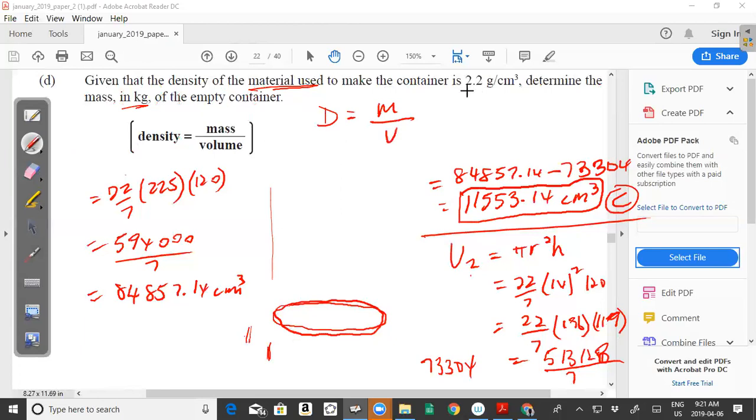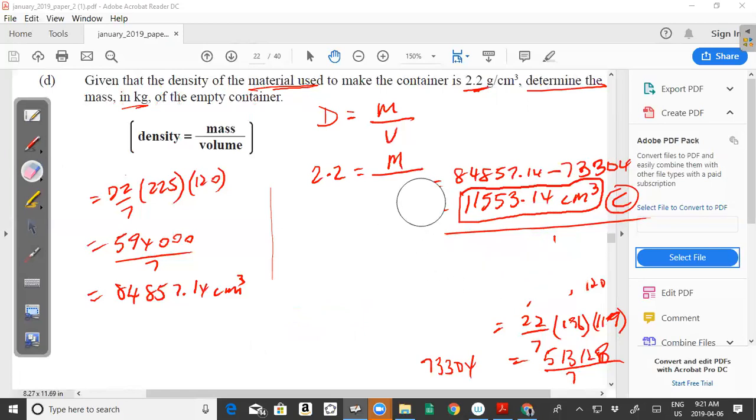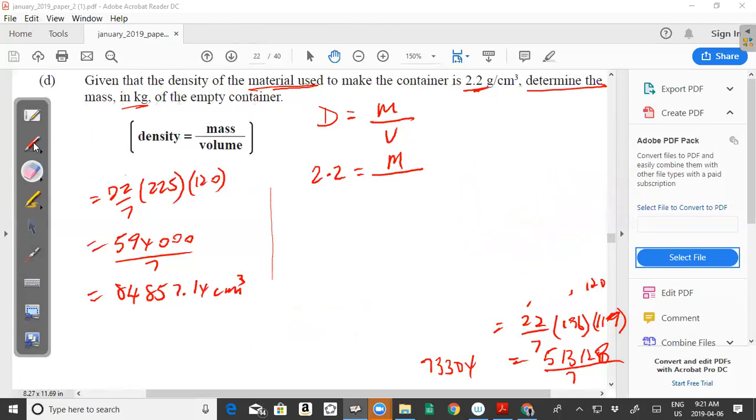So we're just making a substitution here. We're given the density, which is 2.2. We know what the volume is. The volume used was 11,553.14. So what we don't know is the mass. That's what we're trying to find, determine the mass in kilograms. So we're going to substitute this 11,553.14. We just replace the D that represents the density that is given to us in grams per centimeter cube. And that's equal to the mass divided by the volume, which represents the material used.